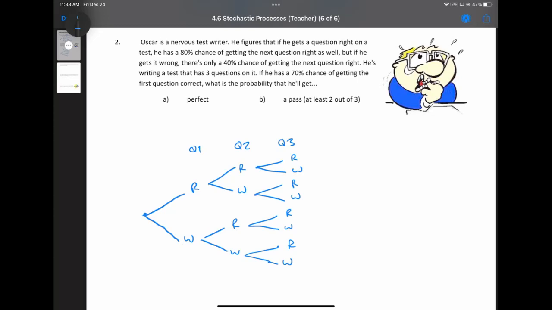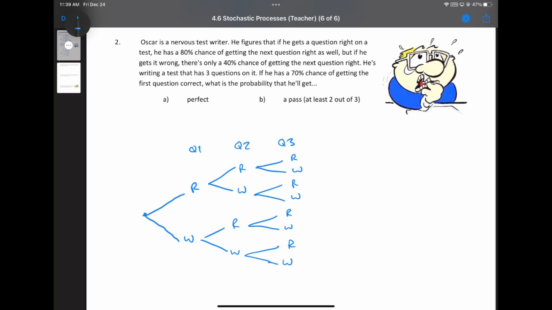Okay, now's where we have to be a little bit careful because unlike our coin question, I mean, the diagram so far looks exactly like the coin question, except with R's and W's instead of H's and T's. But now the probabilities are all different. So I can't just say the probability of getting perfect is 1 out of 8, because there's not a 1 in 8 chance that he's going to get all 3 questions right.